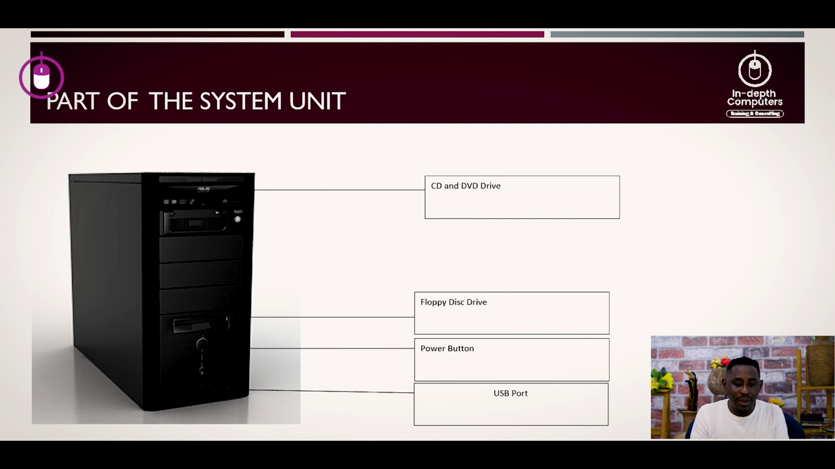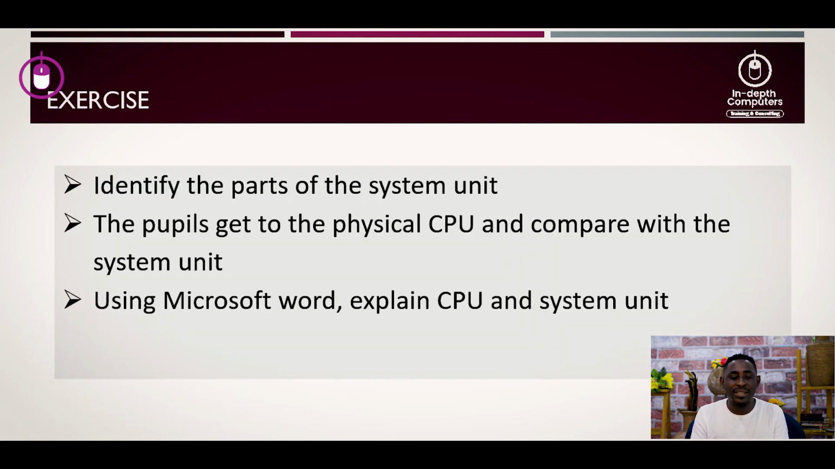Now we have the power button. This is the floppy disk, in case you don't know. And then we have the power button here where we can turn on the computer system, but we don't use the power button to turn off the computer. We only use it to turn on the computer. And then we have the USB port, where we can connect some other accessories to the computer system.